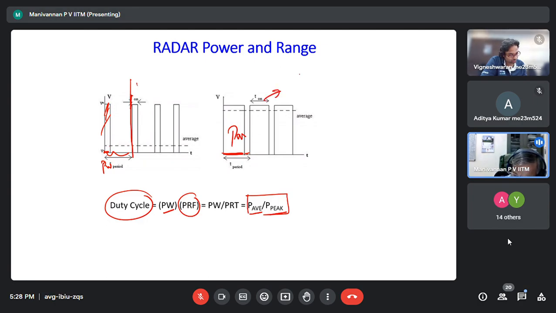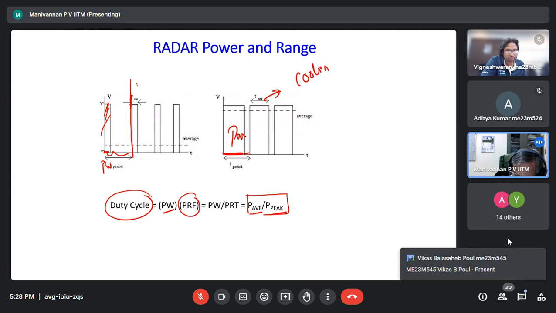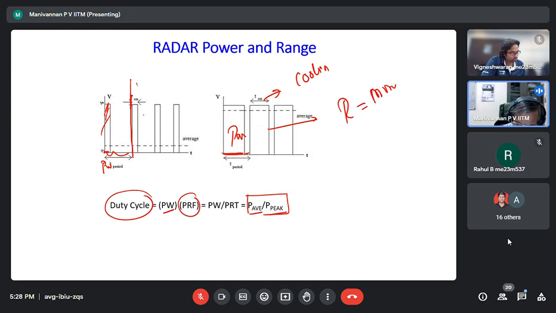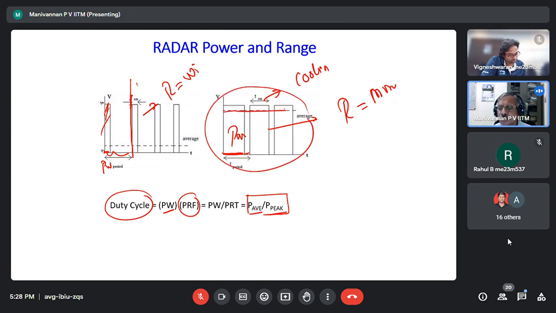For this, you need more cooling. What is the advantage? If you are transmitting more power, the range will be higher. R will be more compared to when it is small. Okay. So more range can be detected, but please note that when average power is high, your circuit, everything will get heated up. You need cooling water, a whole cooling system is also needed. But if you want more range, you will go for this one. This is how it will go.